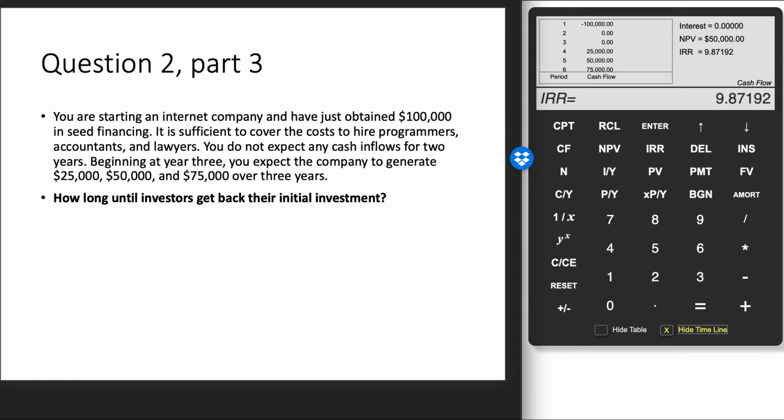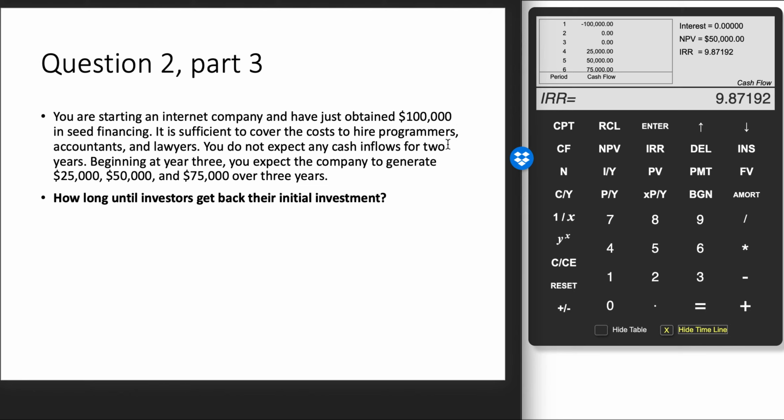Okay. And then the last question is, how long does it take until investors get back their initial investment? So you can see, the payback period brings in this practicality element that is somewhat missing from the NPV and the IRR. And so you can see 100,000 is the initial investment. So the question is, how long until investors get back their full 100,000 that they put in initially?